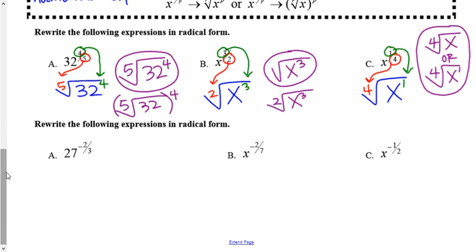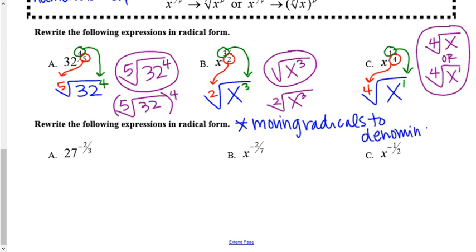Alright, and then we're going to do some with negative exponents. So we know that negative exponents just means we're going to move stuff to the denominator. So we're going to be moving the radicals to the denominator. So I'm going to start by writing A, B, and C as 1 over all of this. I'm going to change this to a fraction as 1 over 27 to the power of 2 divided by 3. Okay, that's what we're going to do for all of these.